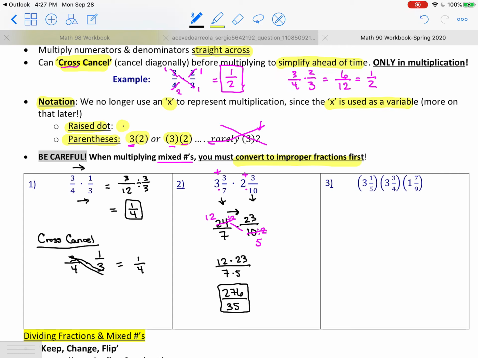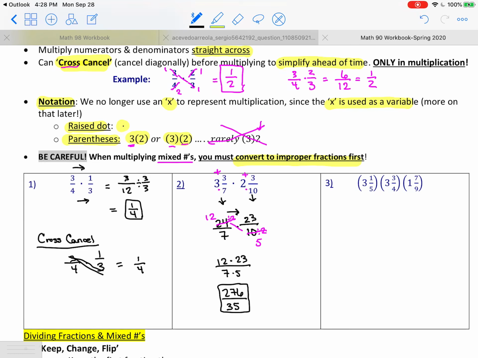This is considered simplified because there are no common factors in 276 and 35. They don't share any common factor other than 1. Okay, so this is totally fine for you to leave as simplified form. If you prefer to write that as a mixed number, we can do that. I didn't actually prepare that ahead of time, but no problem.